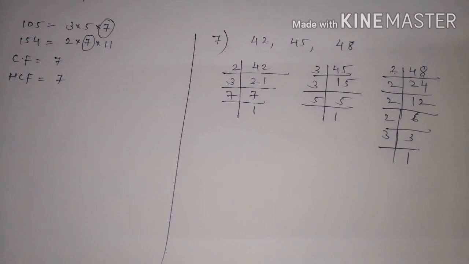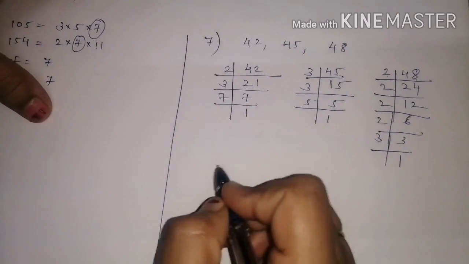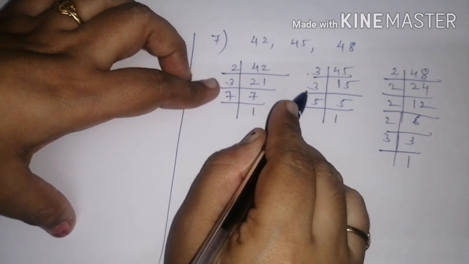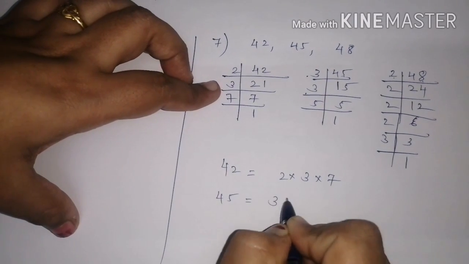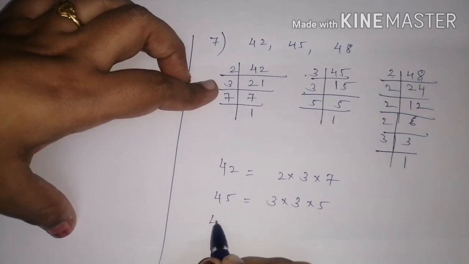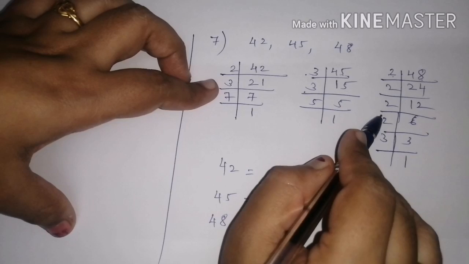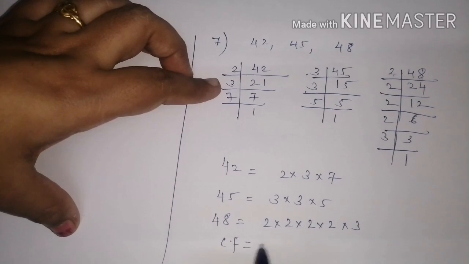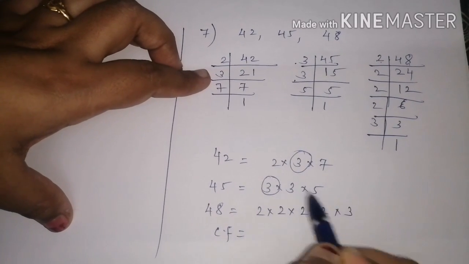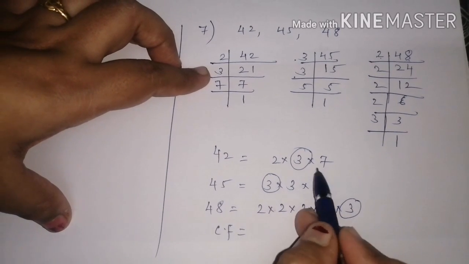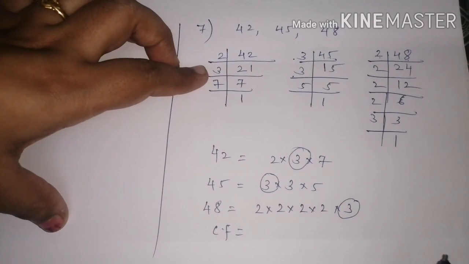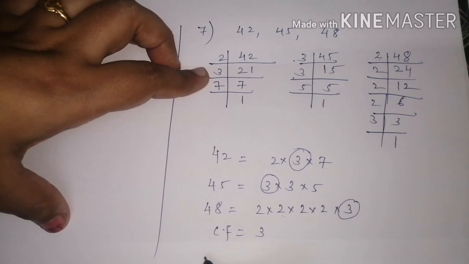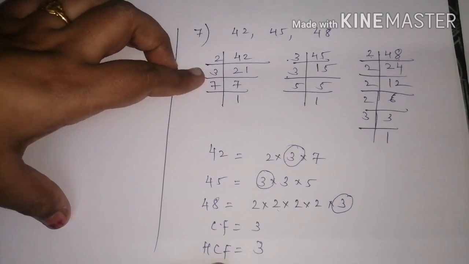So let's find out the factors of this. 42's factors we got 2 into 3 into 7. 45 factors we got 3 into 3 into 5. 48 factors we got 2 into 2 into 2 into 2, 4 times, and 1 3. Now what is common in all the 3? Just see, 3, 3, 3. Else nothing is common. Here 7 is there, but here no 7 are there. 5 is here, but here and here no 5 are there. So common is 3. Therefore HCF we got it as 3.